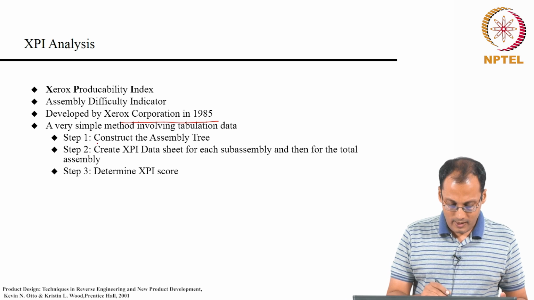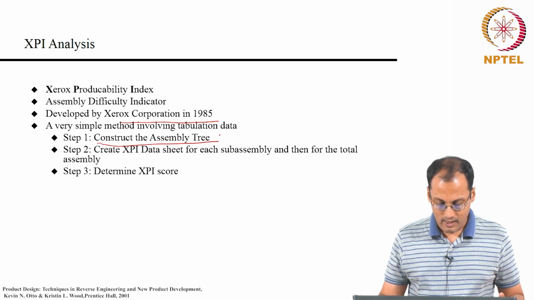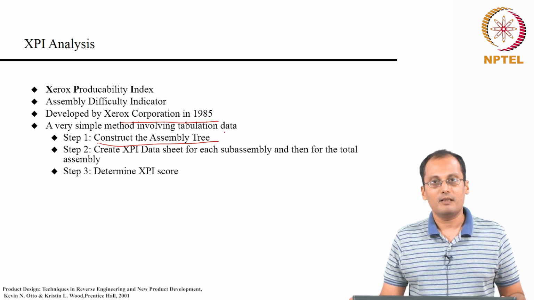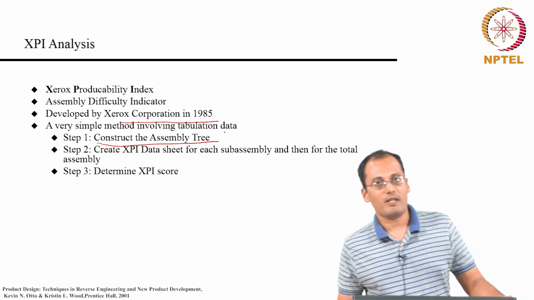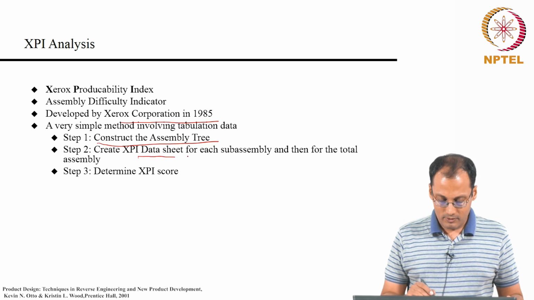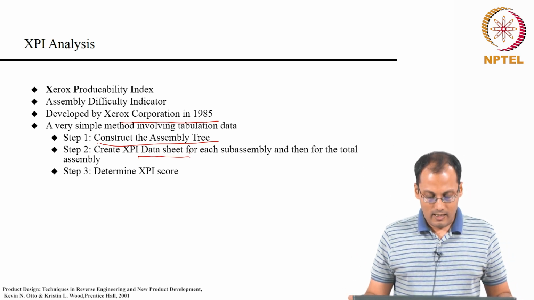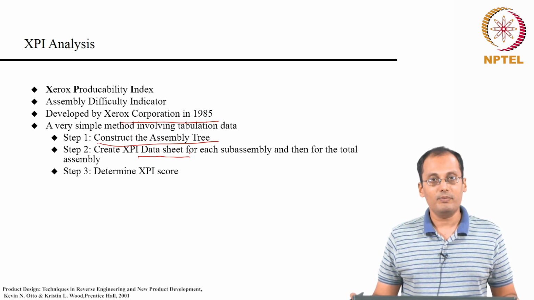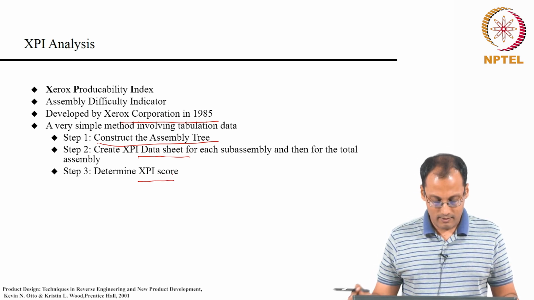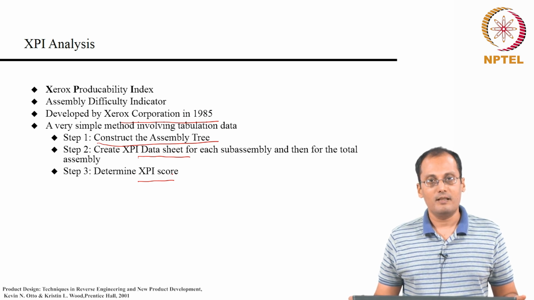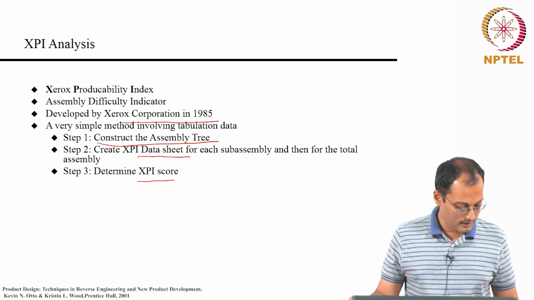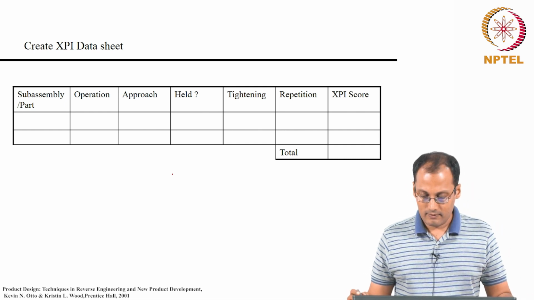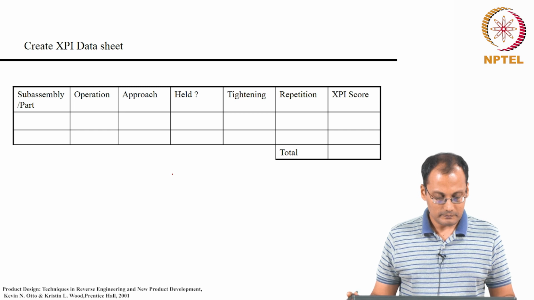The first step we have seen, we have created the assembly tree. The data that we have obtained regarding the attributes of assembly, we will populate it into a data sheet and then use the lookup table to determine the XPI score, which is the degree of difficulty of doing the assembly. So, the XPI data sheet looks like this.